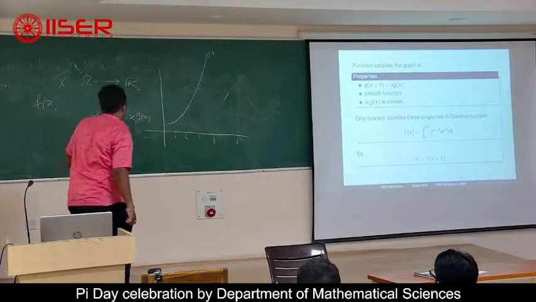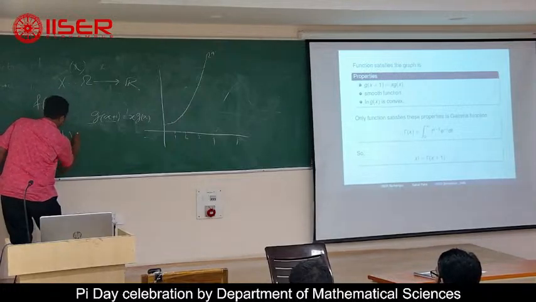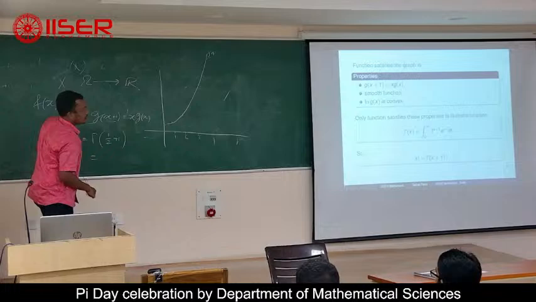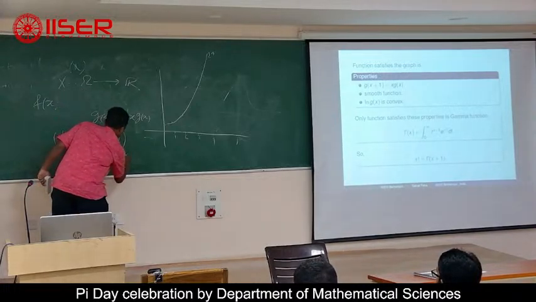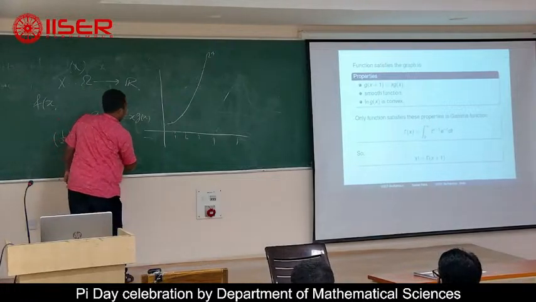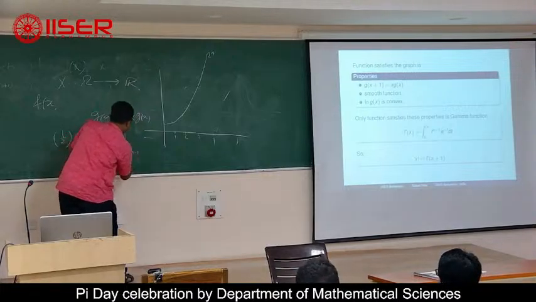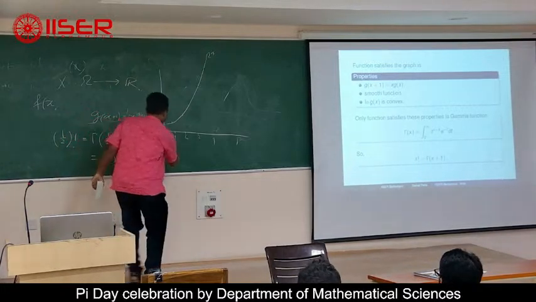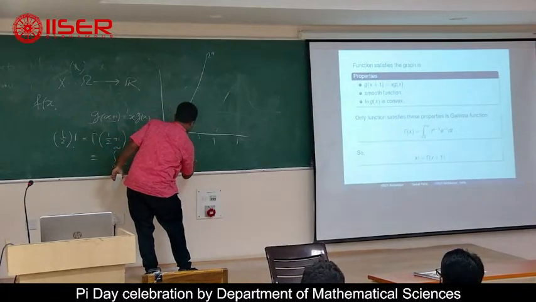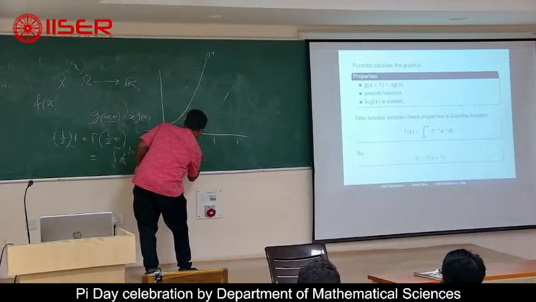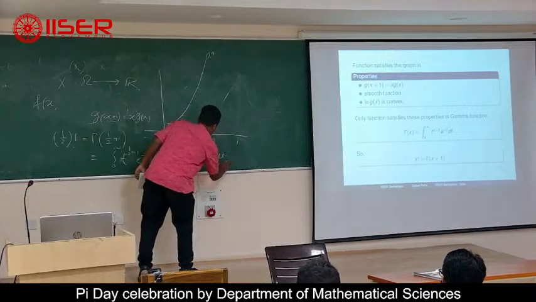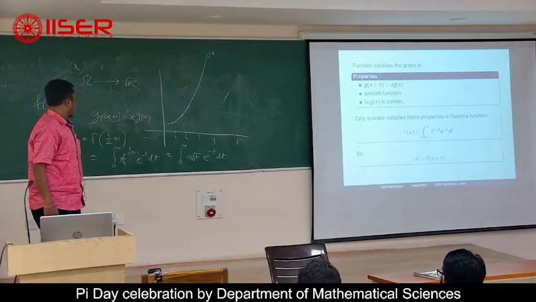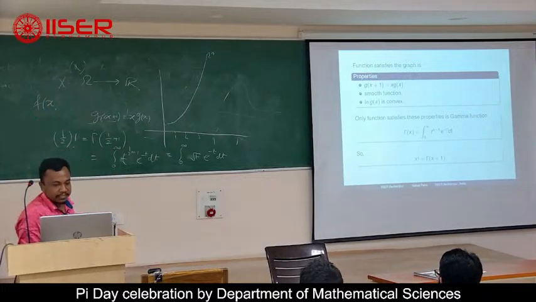So if we calculate the half factorial, that is gamma of half plus 1, it is the integral from 0 to infinity of t to the power half plus 1 minus 1 times e to the power minus t. This is the function, but the interesting thing is that if we calculate only gamma half, then it becomes half into gamma half.